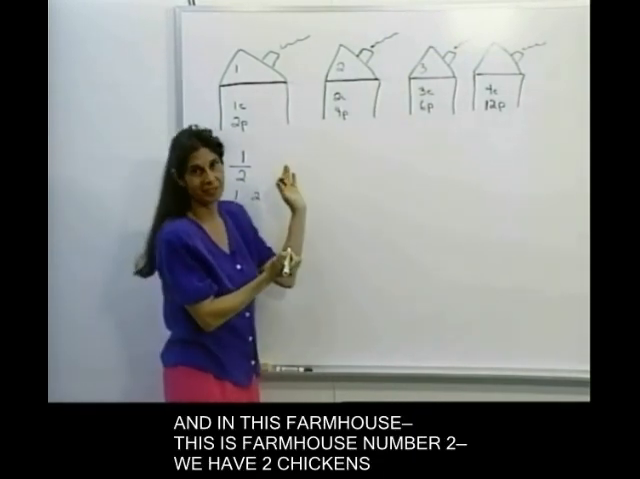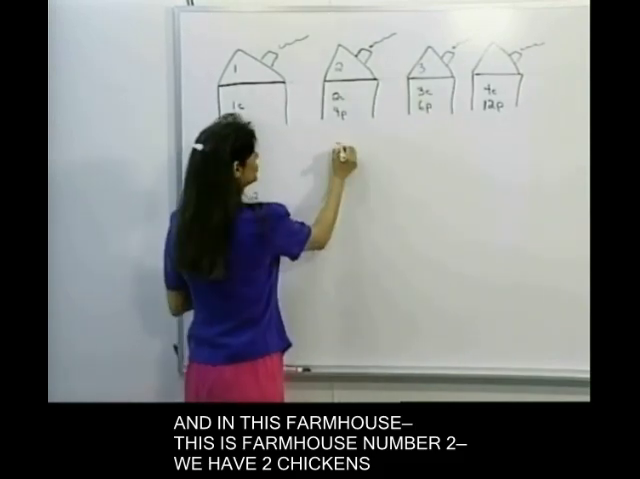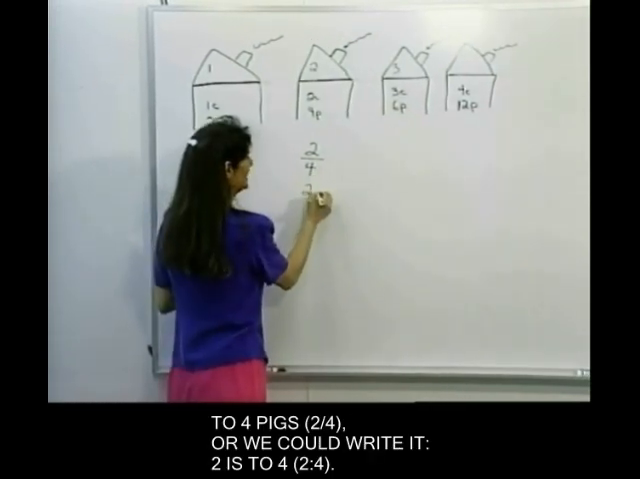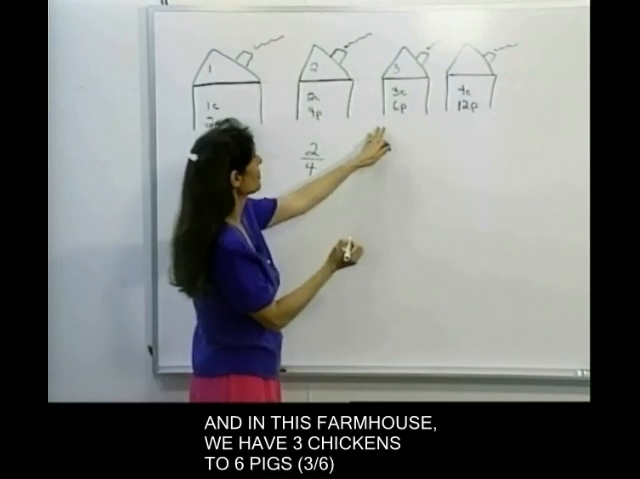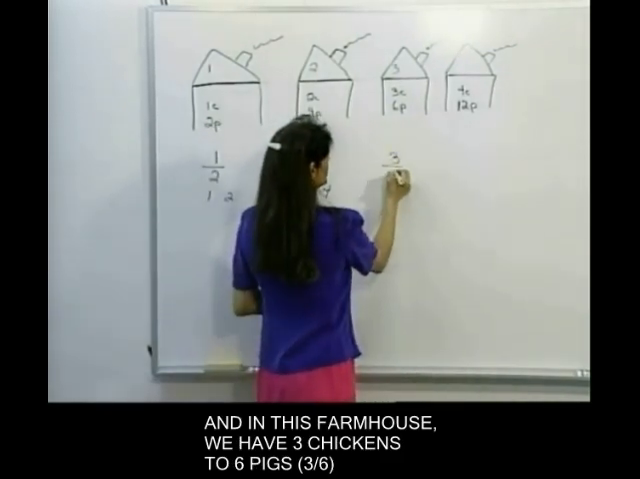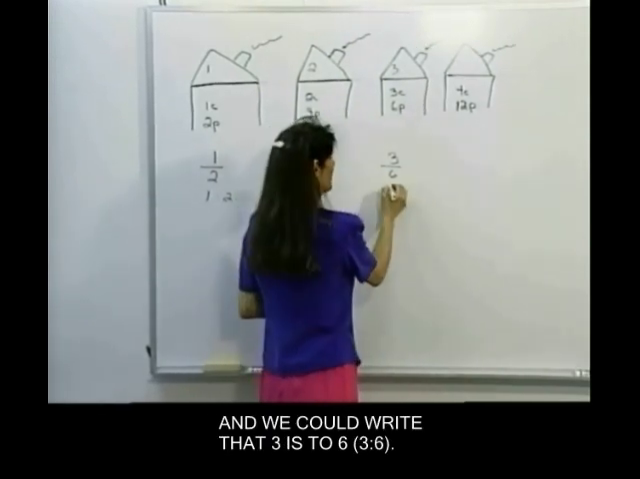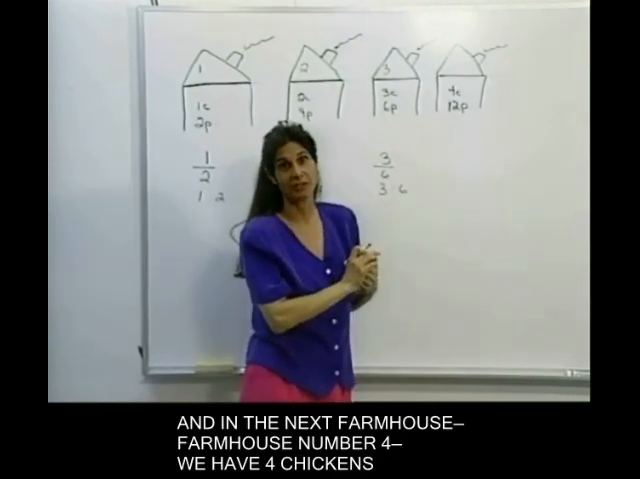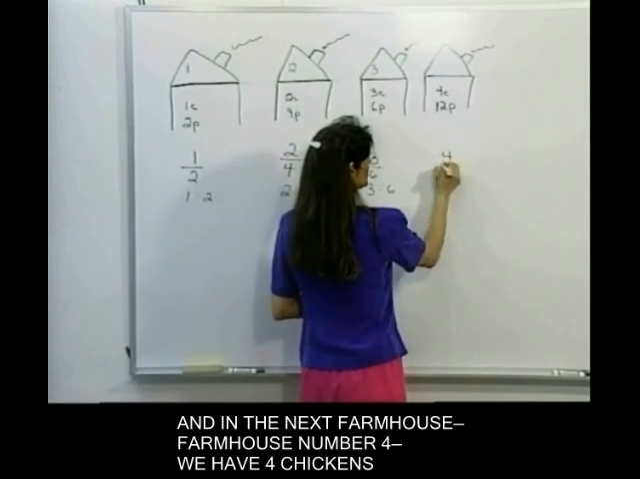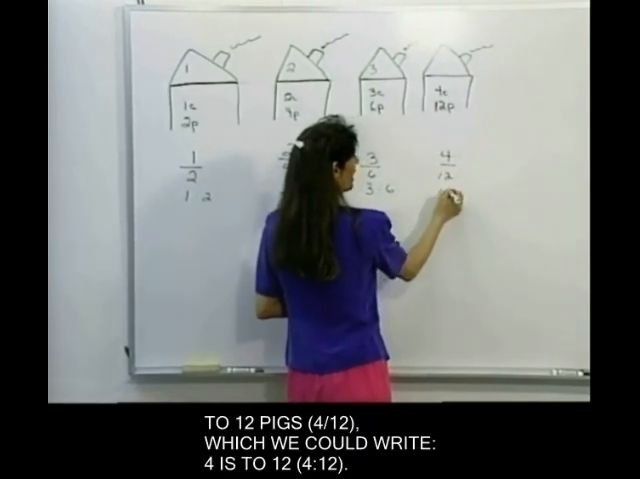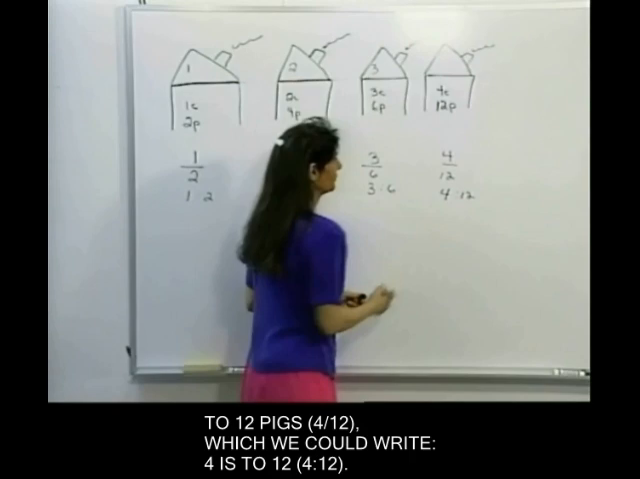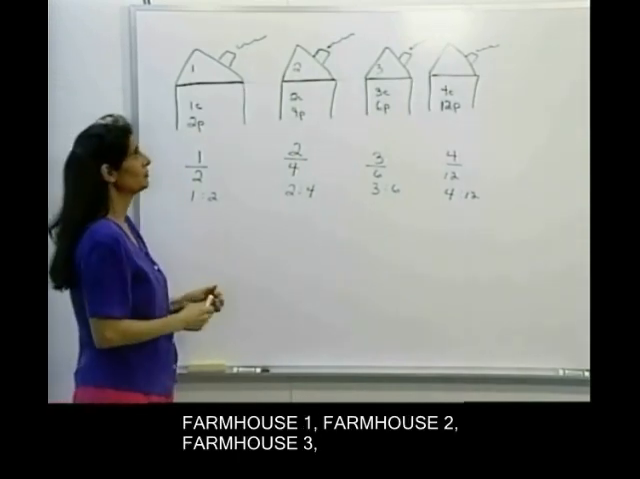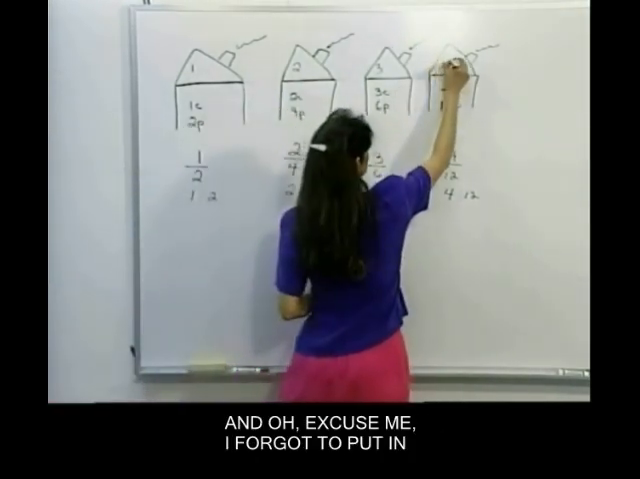And in this farmhouse, farmhouse number 2, we have 2 chickens to 4 pigs, or we could write it 2 is to 4. And in this farmhouse, we have 3 chickens to 6 pigs, and we could write that 3 is to 6. And in the next farmhouse, farmhouse number 4, we have 4 chickens to 12 pigs, which we could write 4 is to 12. Now take a look at these farmhouses. Oh, excuse me, I forgot to put in the number 4.